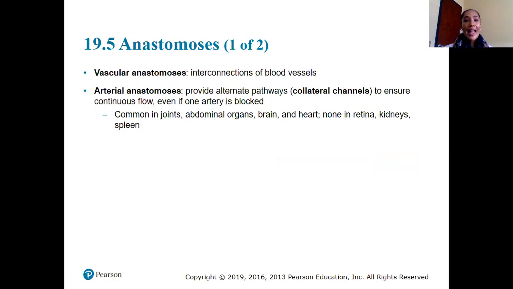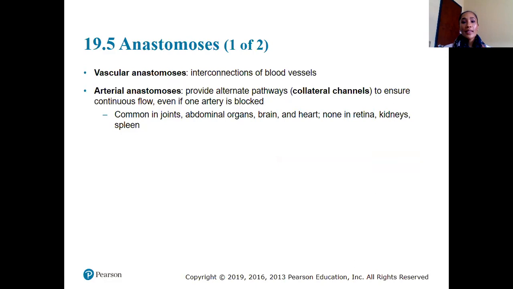Okay, anastomoses. We have vascular anastomoses, and these are interconnections of blood vessels. The arterial ones provide a pathway that we call a collateral channel to ensure continuous flow of blood, even if one artery is blocked. This is very beneficial because if we didn't have this additional network for blood to flow through, one blockage would mean we just wouldn't have blood flow to that particular area, which could be quite harmful and potentially fatal.